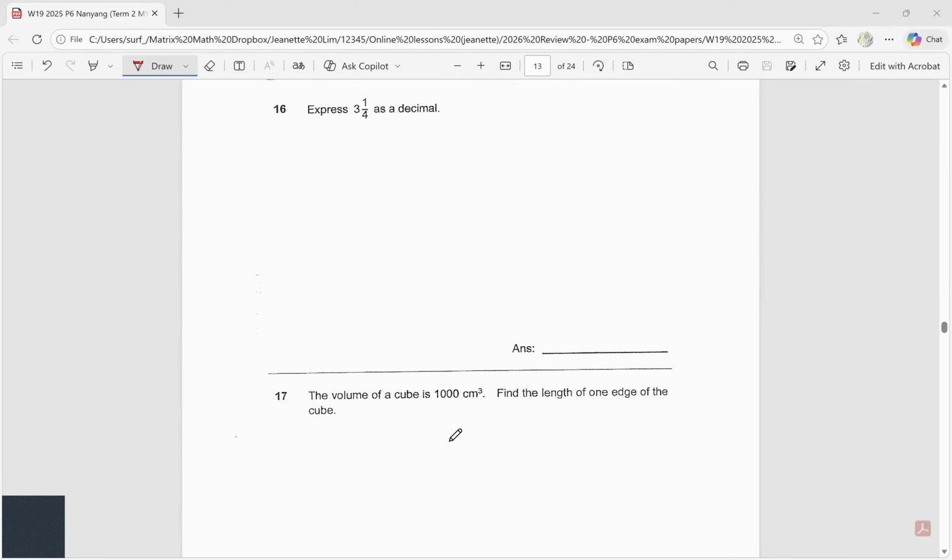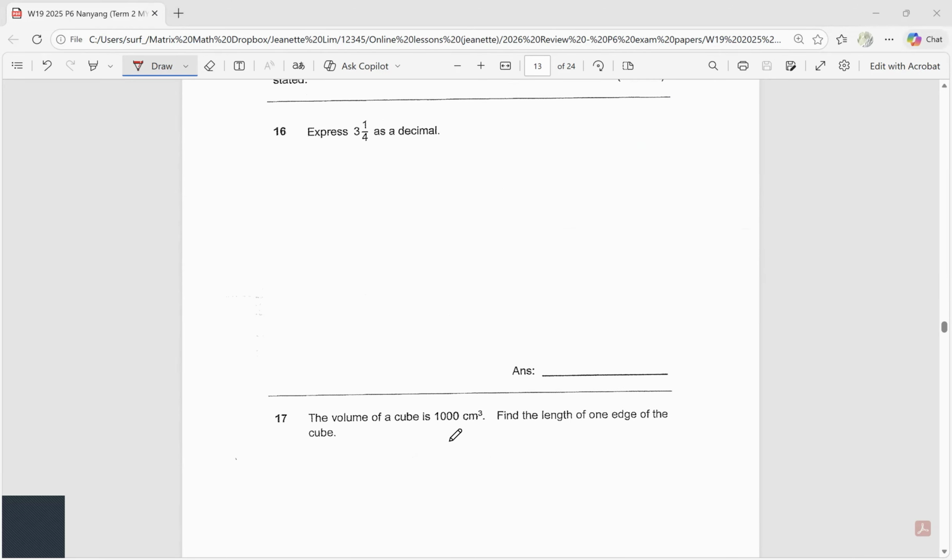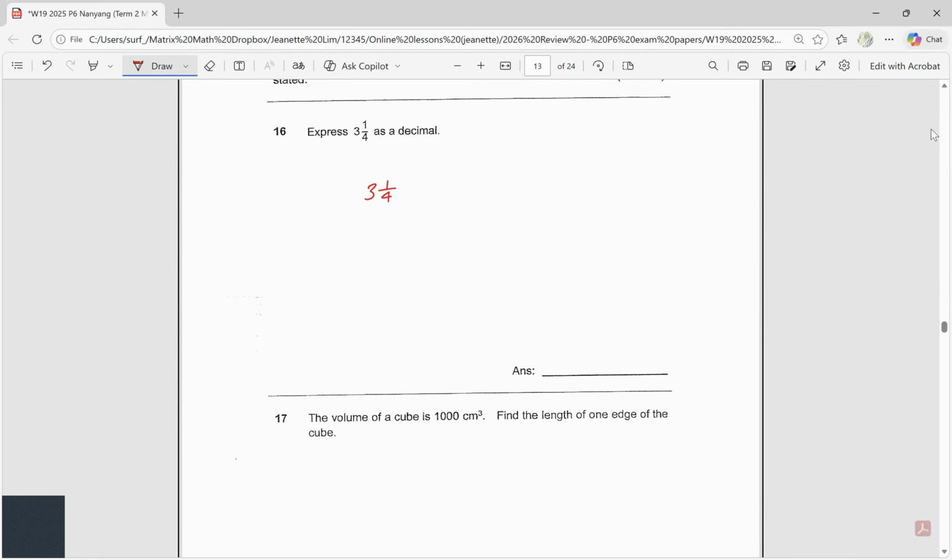Booklet B, question 16. Express 3 and 1 quarter as a decimal. Okay, so 3 and 1 quarter. If you know 1 quarter is actually just 0.25, or what you can do is to change it to over 100. So times 25 to get 100. Okay, so this is 25 over 100, so 3.25.